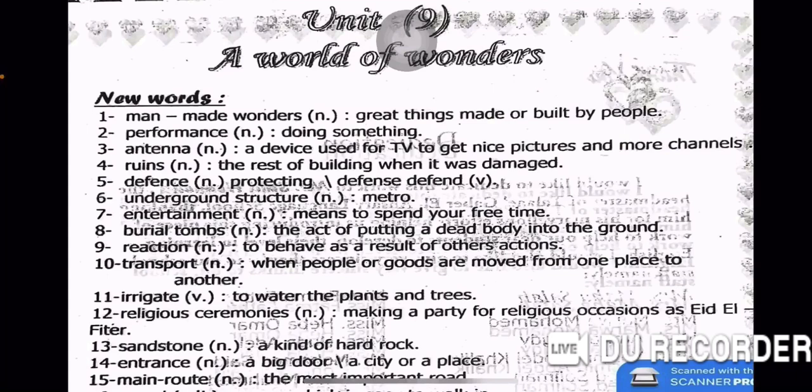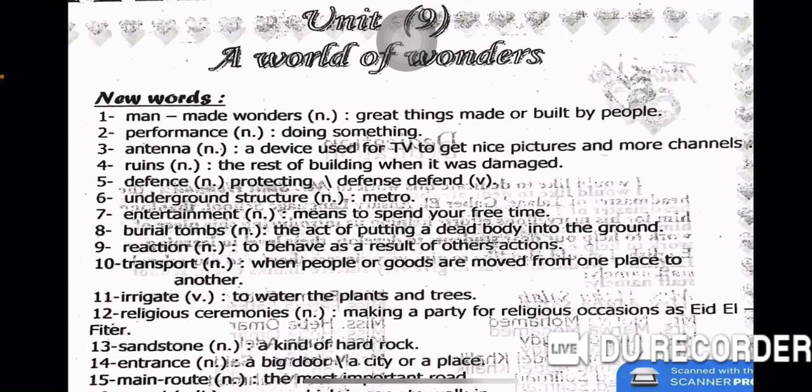Irrigate, to water the plants and trees. Religious ceremonies, making a party for religious occasions as Eid al-Fitr. Again, religious ceremonies, making a party for religious occasions as Eid al-Fitr.